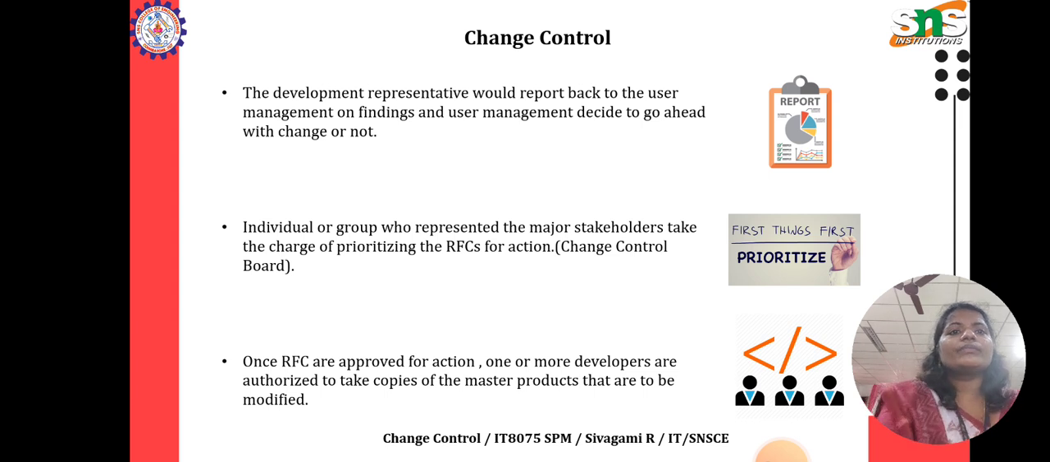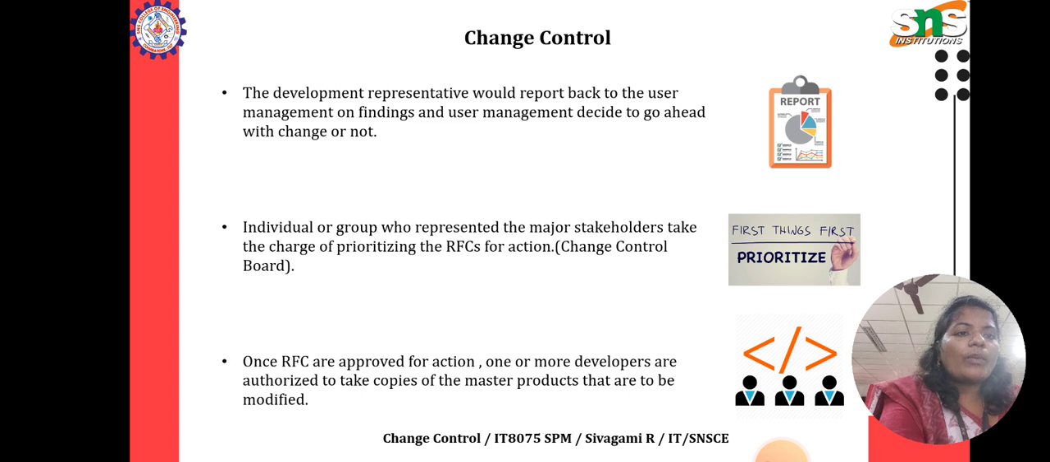The development team representative reports back to user management on the findings, and user management decides whether or not to go ahead with the change. An individual or group representing the major stakeholders prioritizes the RFCs for action.